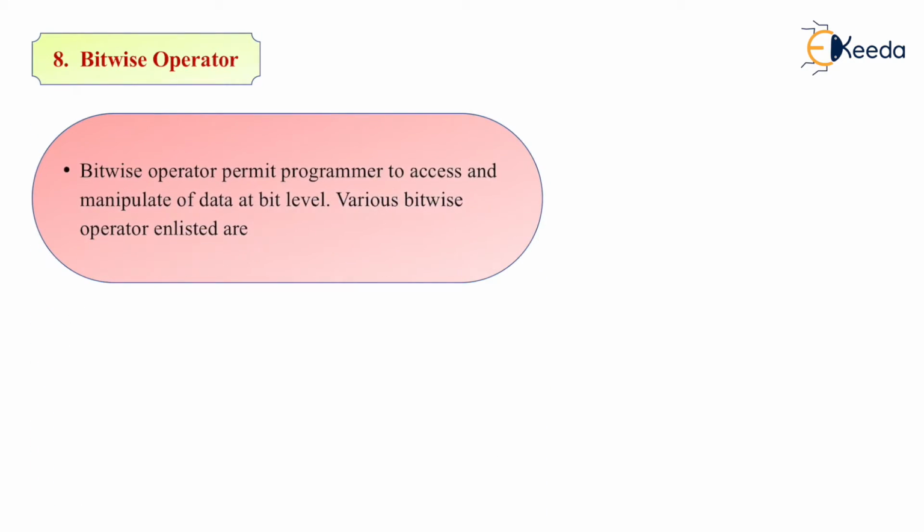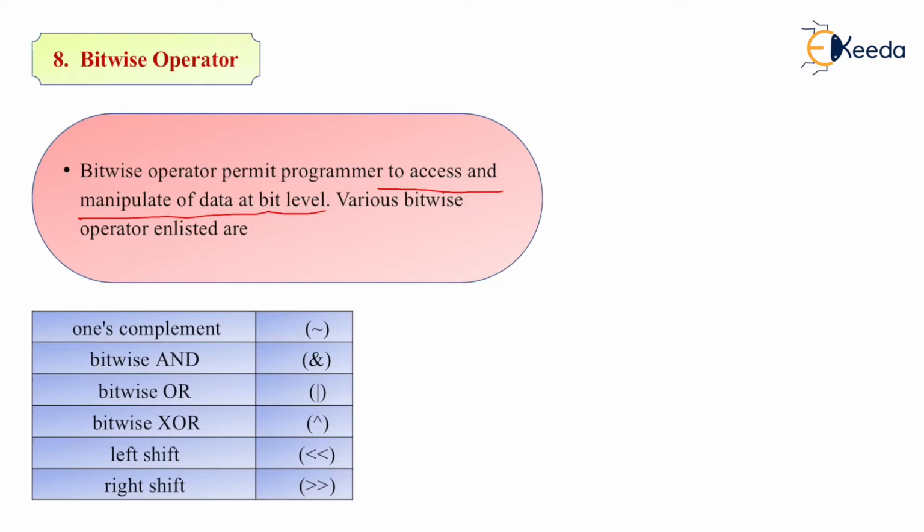Next operator is the bitwise operator. A bitwise operator permits a programmer to access and manipulate data at the bit level. There are different bitwise operators present. First is ones complement, second is bitwise AND, third is bitwise OR, then bitwise XOR, left shift and right shift.